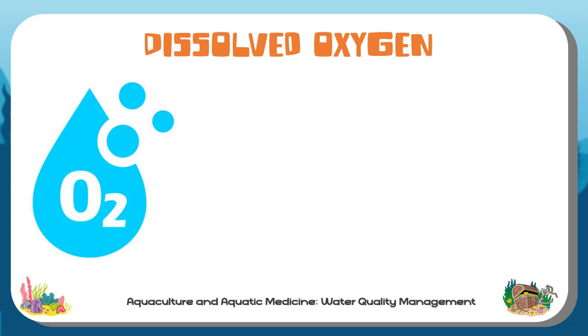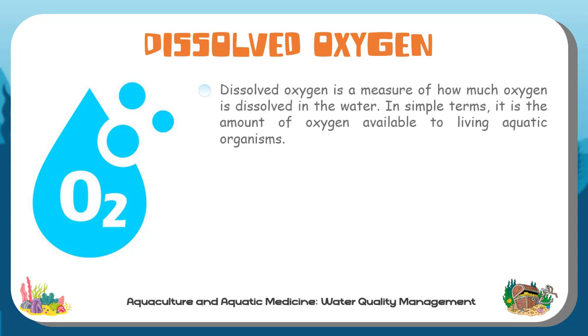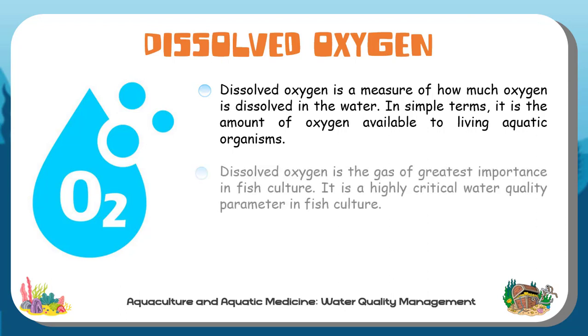So what is dissolved oxygen? Dissolved oxygen is a measure of how much oxygen is dissolved in the water. In simple terms, it is the amount of oxygen available to living aquatic organisms. Dissolved oxygen is the gas of greatest importance in fish culture. It is a highly critical water quality parameter in fish culture.